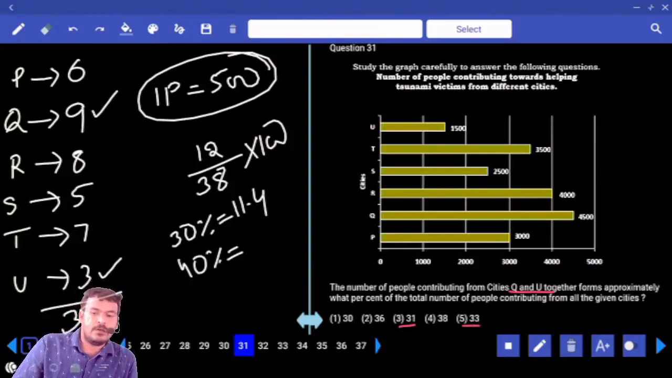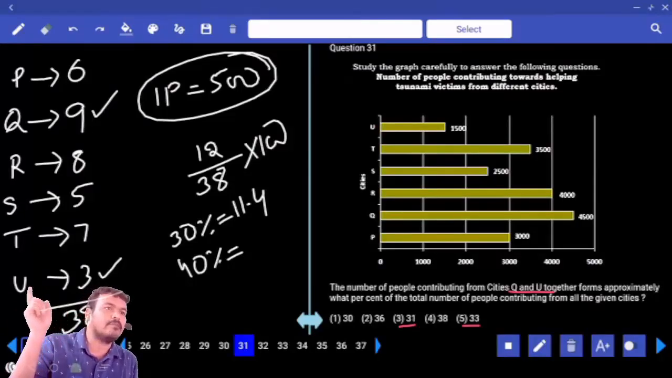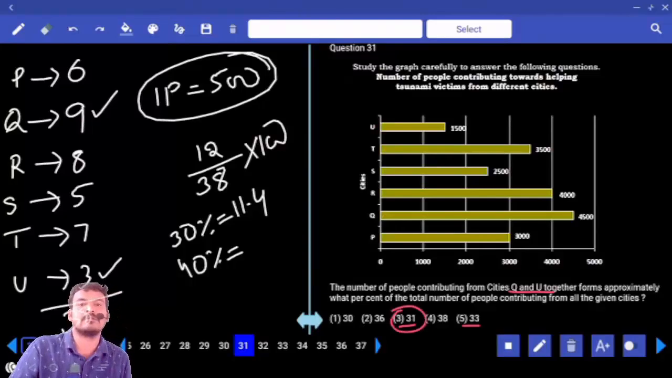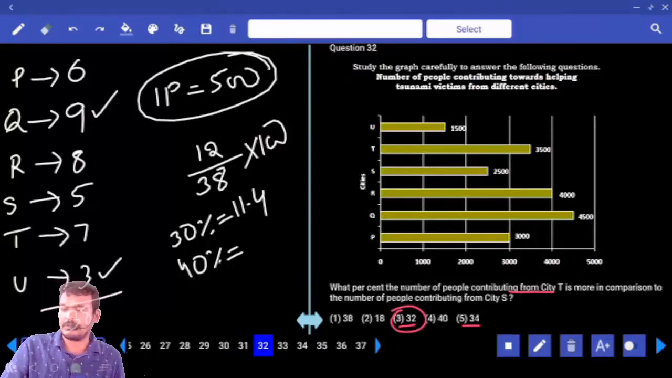Third option. 30% value is 11.4, then 3% value is 1.14. What is the 30% value? 11.4. Then 3% value 1.14. Then we are getting more than 12 or less than 12? More than 12. Then the answer must be 31% or 33%? 31%.